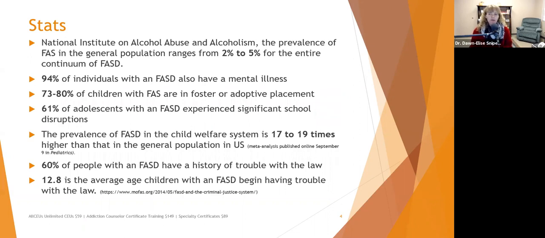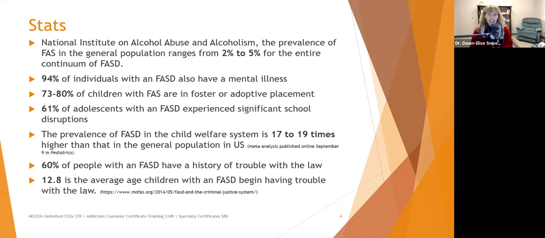61% of adolescents with FASD experienced significant school disruptions, and you'll understand why in a little while, because they don't think like the rest of us, but they can talk a good talk. They often communicate expressively on a much higher level than they are able to interpret information or receive information. The prevalence of FASDs in the child welfare system is 17 to 19 times higher than in the general population.